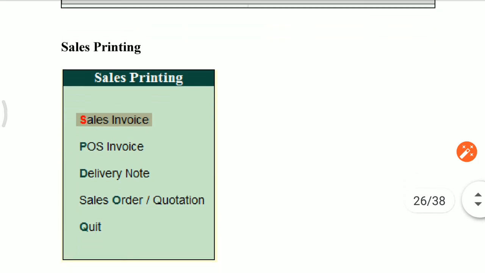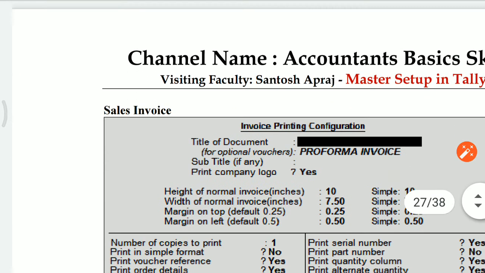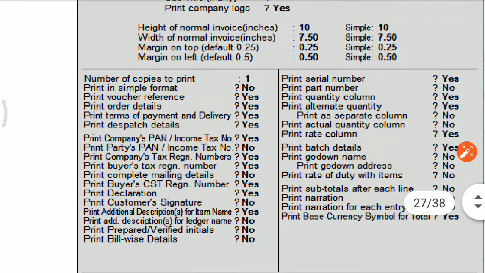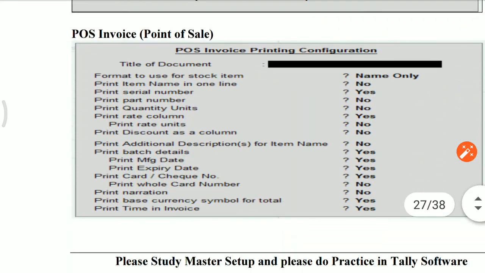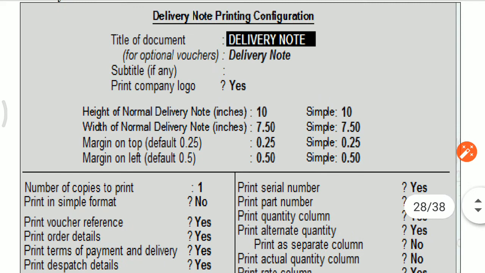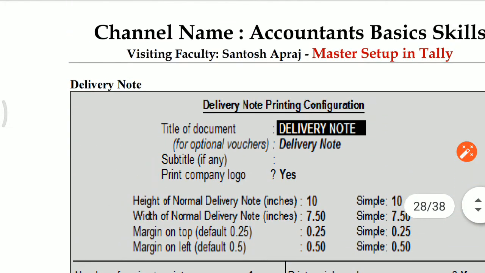Next, sales printing, what type of options are available: sales, point of sales, delivery note, sales order, quotations. In sales invoice, the different types of sales invoice setup are given, what type of details are available, whether you want them on the sales invoice, you have to press yes. Next one is point of sales, you have to update the details, either yes or no. Next one is delivery note, you have to update the delivery note information, these options are available, and you can update the details yes, and these details will appear in your delivery note.